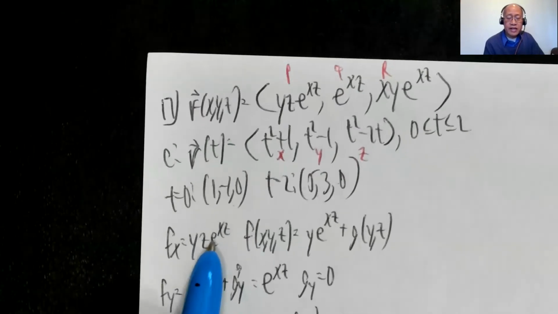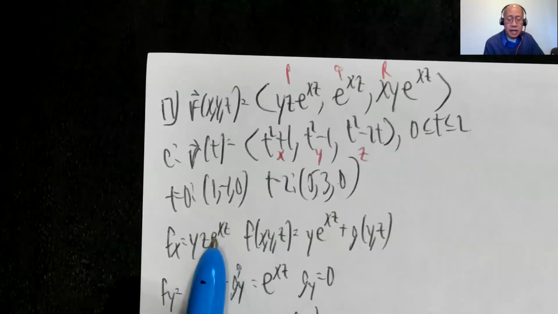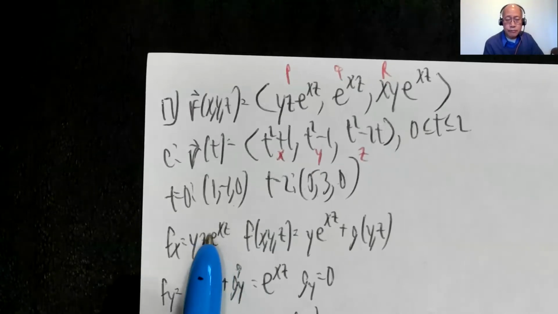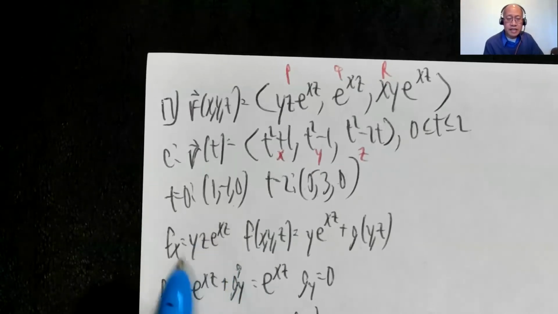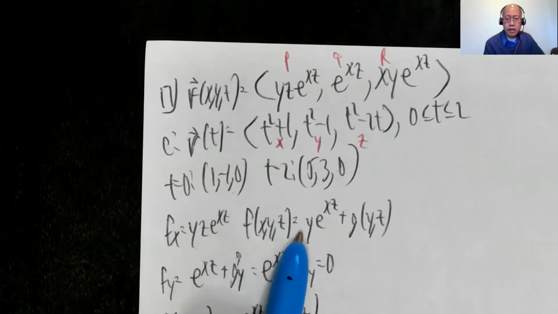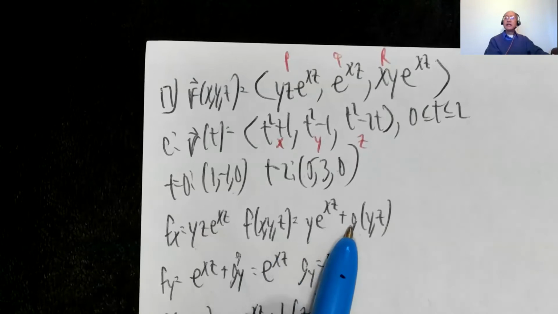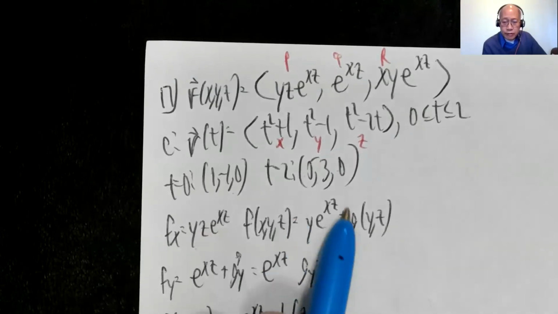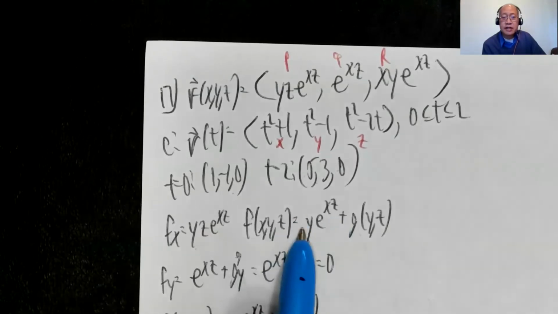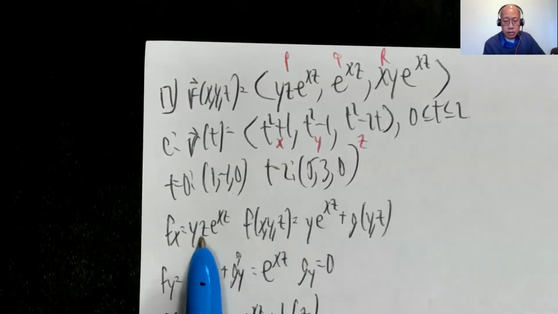Okay, so if I differentiate with respect to x, I would multiply by z. Since I'm integrating with respect to x, I lose the z or divide by z. So y e to the xz plus g of y z. First, what's the derivative of this with respect to x? You would multiply by z, so it works.